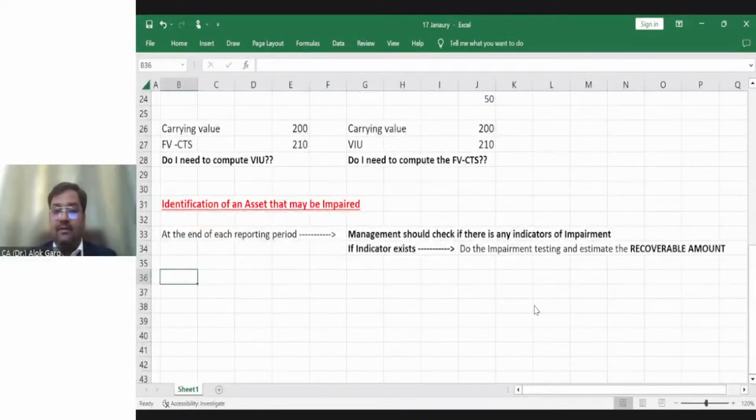Is it clear, guys? Is it clear or not clear? Yeah.